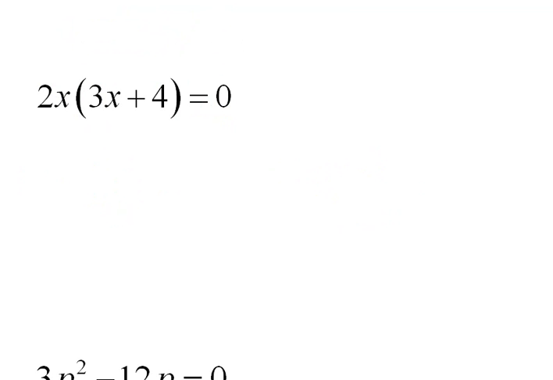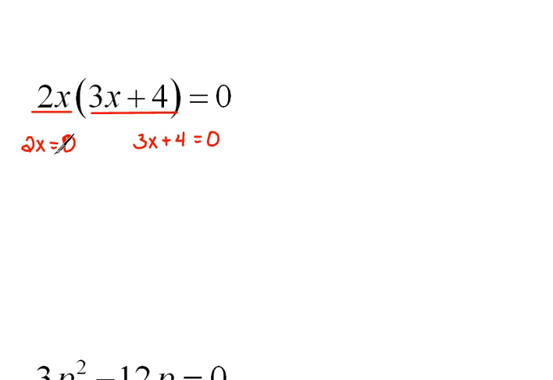Let's try another one. Here again, for the zero product property, you have to have things multiplied together equal to 0. And in this case we do. We have 2x times 3x plus 4 equal to 0. So one of those factors, or both of them, could be 0. So 2x could equal 0, or 3x plus 4 could equal 0.